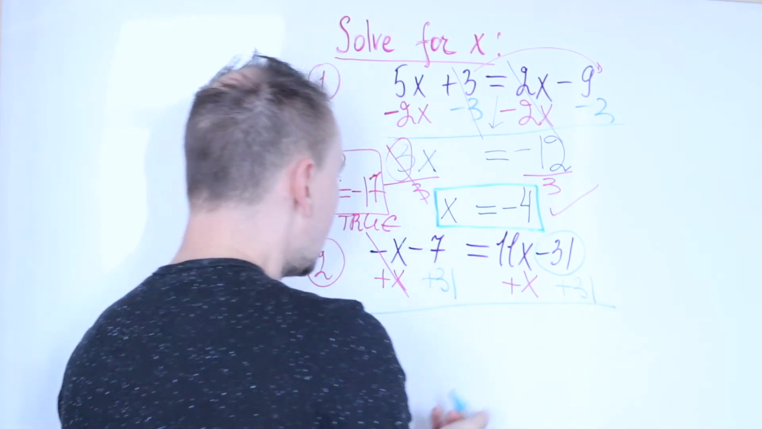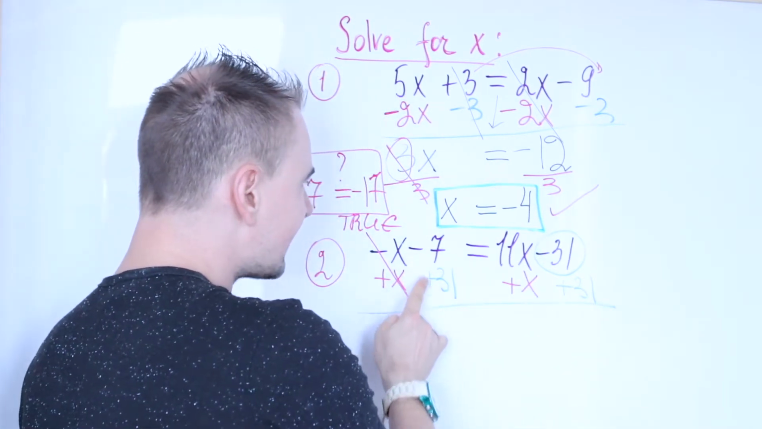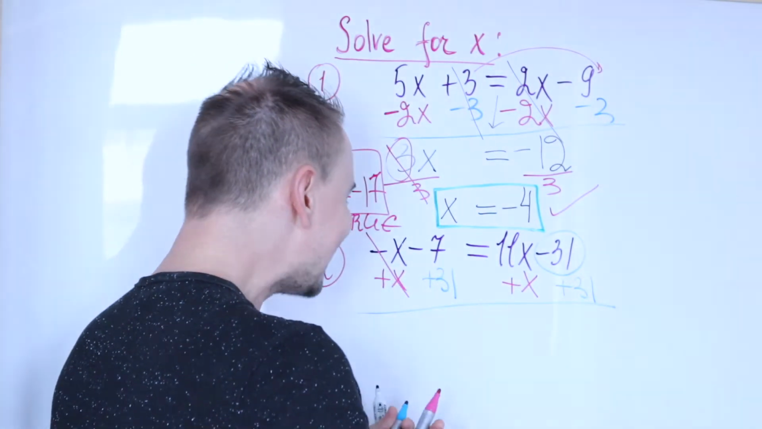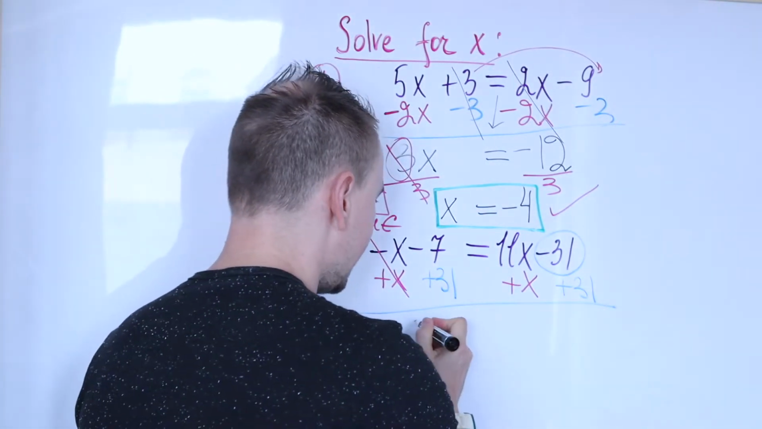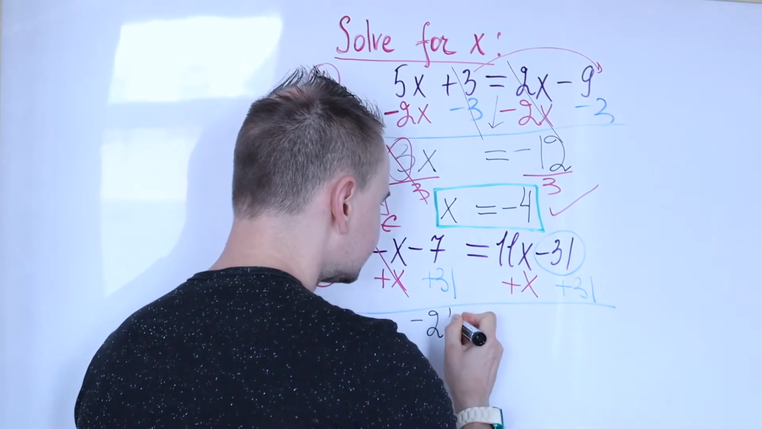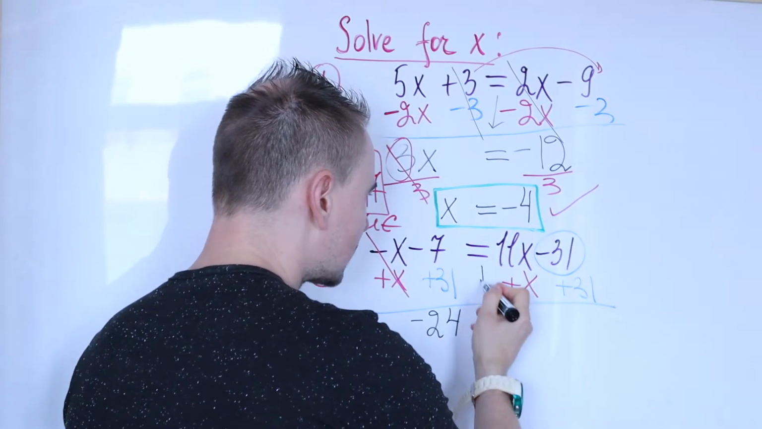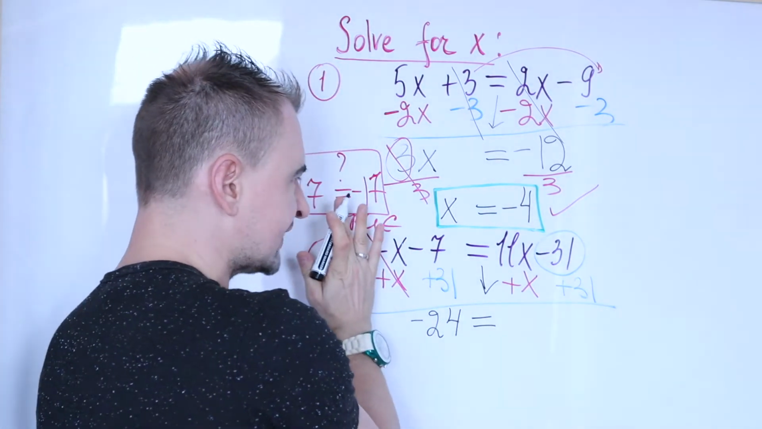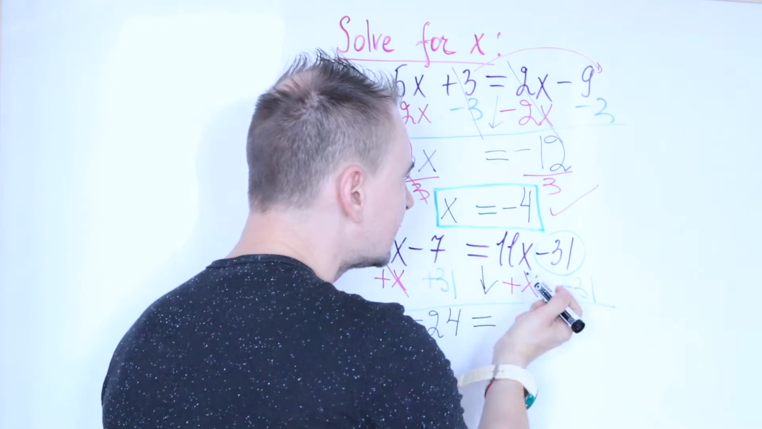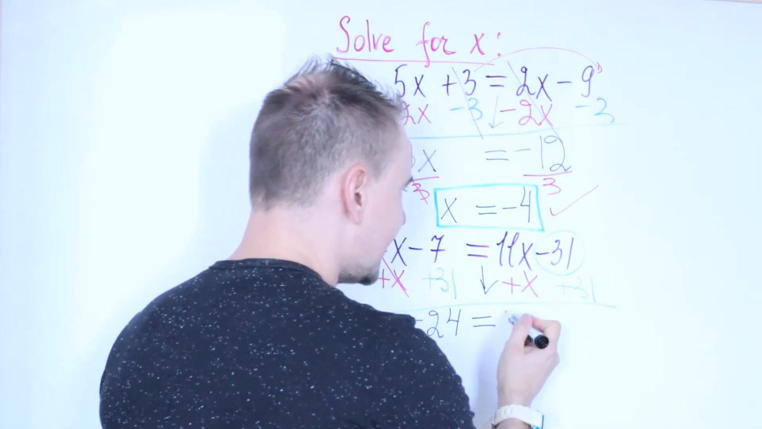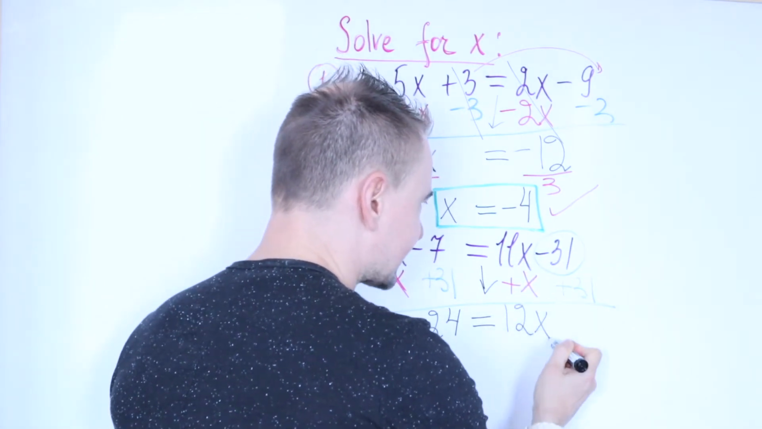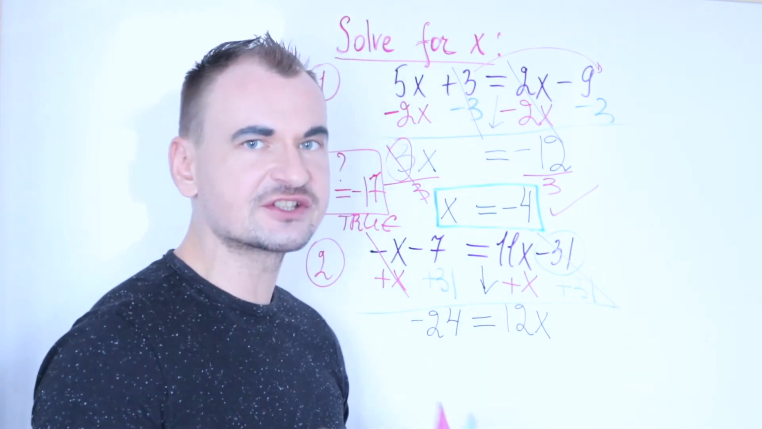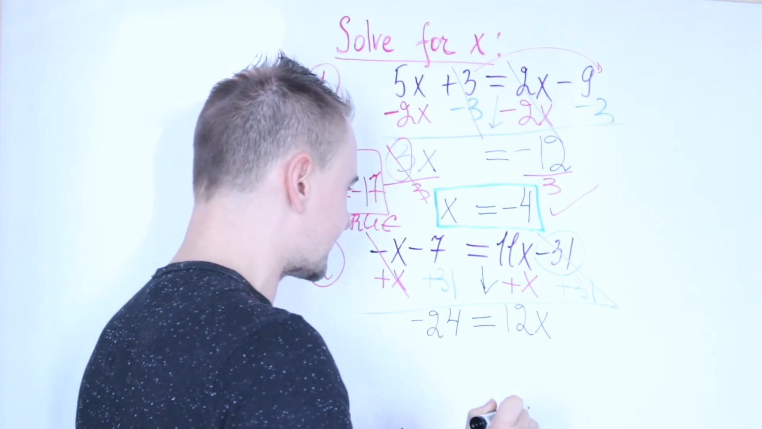Now, negative 7 plus 31 gives you 24. Drop down the equality sign. This x we could simply ignore at this point, it goes away. 11x plus x gives you 12x, and this negative 31 cancels 31, drops out.